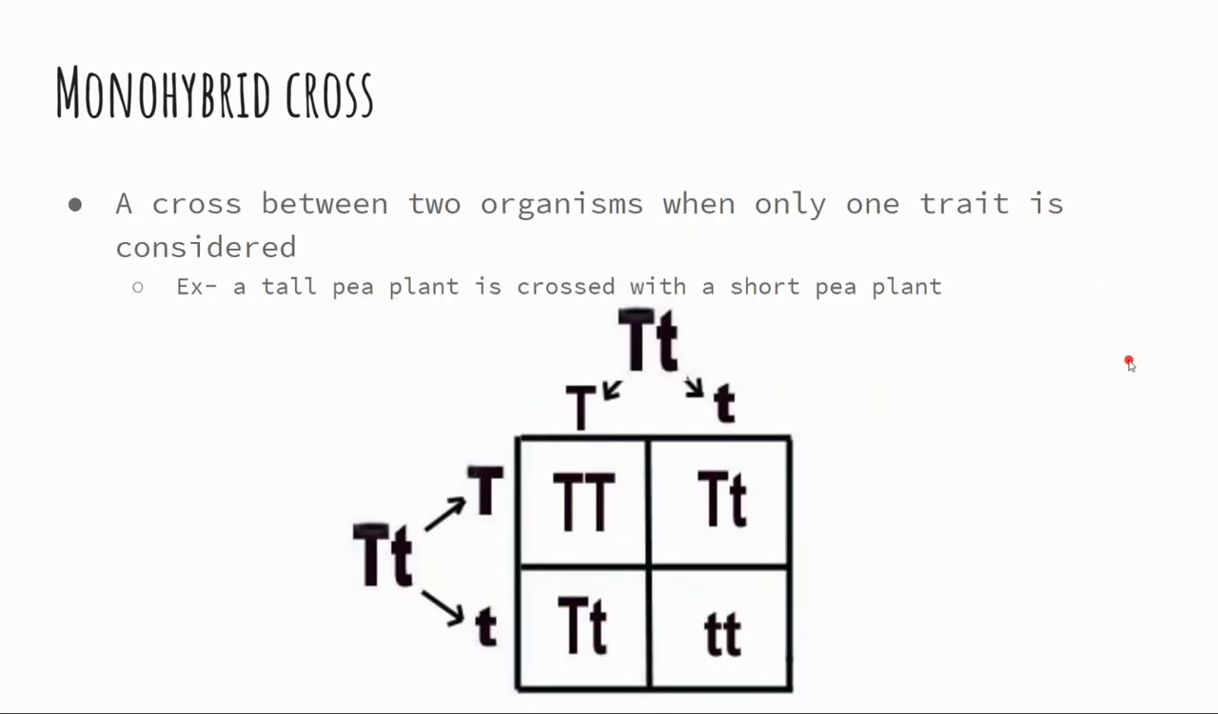A monohybrid cross is a cross between two organisms when only one trait is being considered. So for the example we just went through, let's say that capital T is the dominant allele for tall, and lowercase t is a recessive allele, which is shortness.